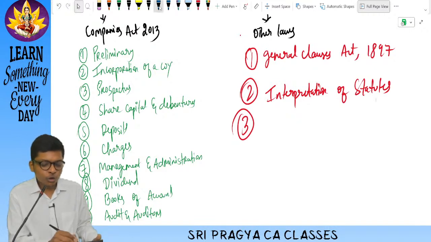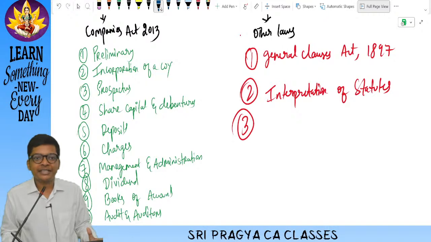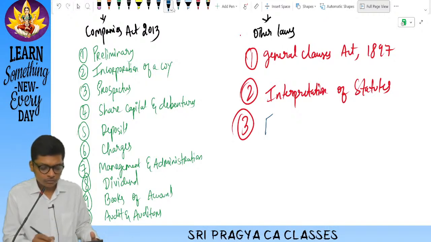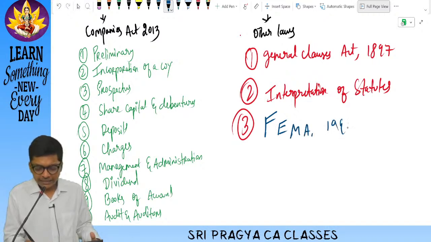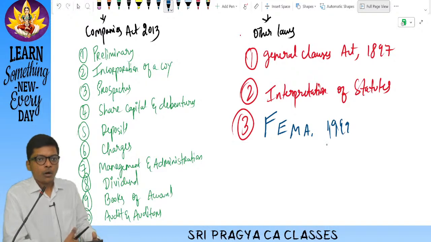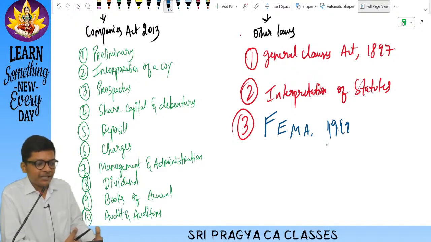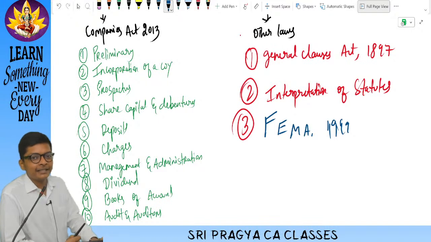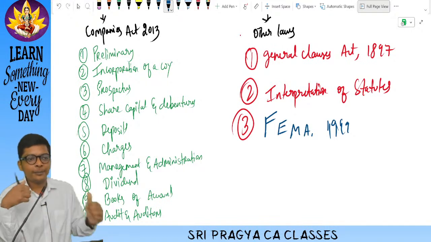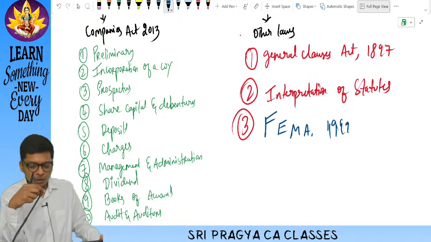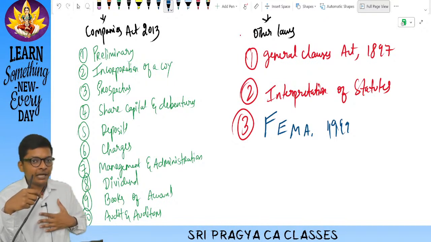And then we have a new addition welcoming first time for CA Inter. FEMA 1999. Foreign Exchange Management Act 1999. Are you following, guys? New addition. Welcome to CA Inter. How you are welcome? This chapter is welcome to CA Inter, guys. Foreign Exchange Management Act we have. They removed a few things, thankfully.